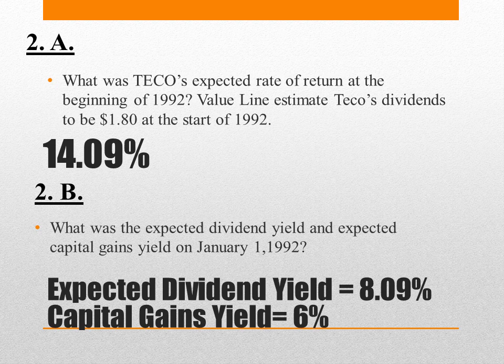The rate of return is calculated by dividing the dividend by the stock price and then adding the growth rate. So that would be 14.09%. What was the expected dividend yield and expected capital gains yield on January 1st, 1992? Expected dividend yield was 8.09% and capital gains yield was 6%.